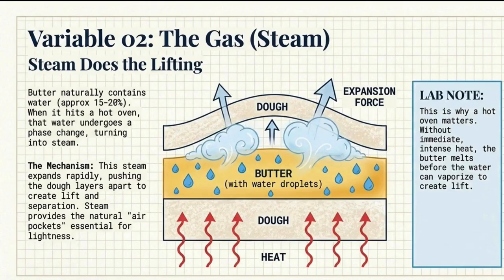The mechanism: this steam expands rapidly, pushing the dough layers apart to create lift and separation. Steam provides the natural air pockets essential for lightness. Lab note: this is why a hot oven matters. Without immediate, intense heat, the butter melts before the water can vaporize to create lift.